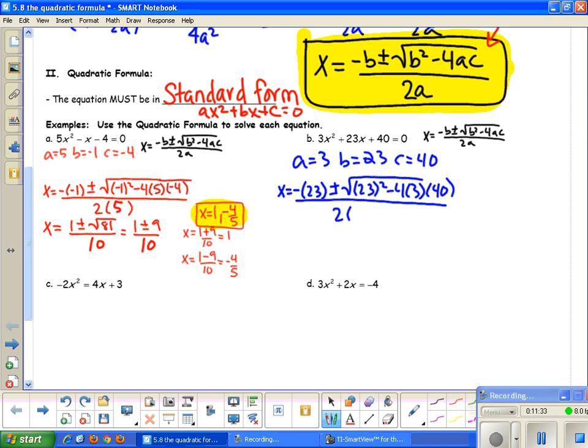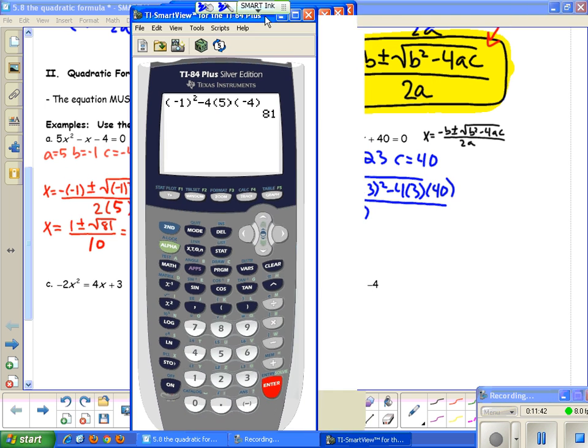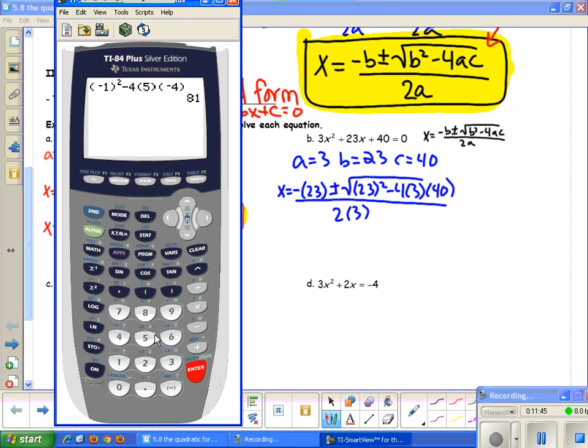I'm not going to make the same mistake I just made a minute ago. So my a value is 3. Now I want to simplify this, so I'm going to get my calculator, and I'm going to do all that in my calculator, what's underneath the radical. So we get 23 squared minus 4 times 3 times 40. And this is what I got underneath my radical.